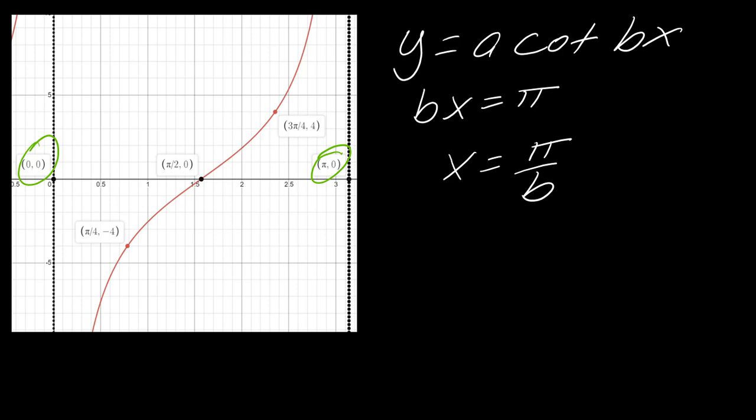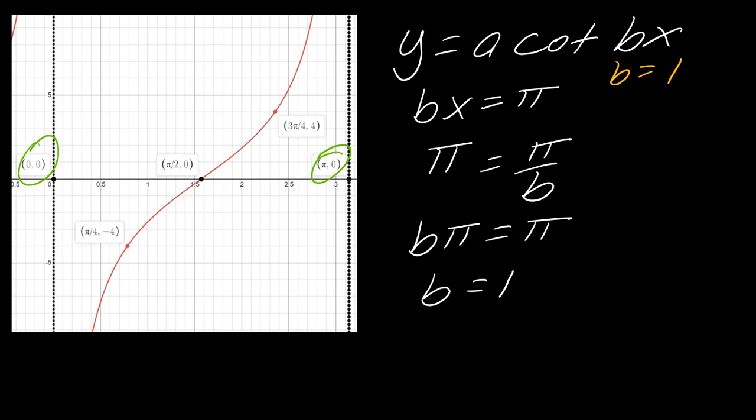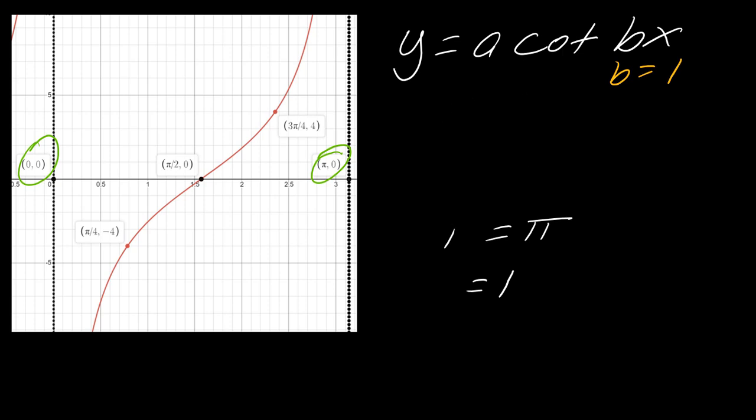Now, in this case, I know what my asymptote is. I can see it here. It's equal to pi. So rather than having this equal to x, I want to have this equal to pi, and then I can just go back and solve for b. So this becomes b pi equals pi, so then I get b equals 1. So in this case, my b is equal to 1. Okay, so let me get rid of all that, and now let's keep going.